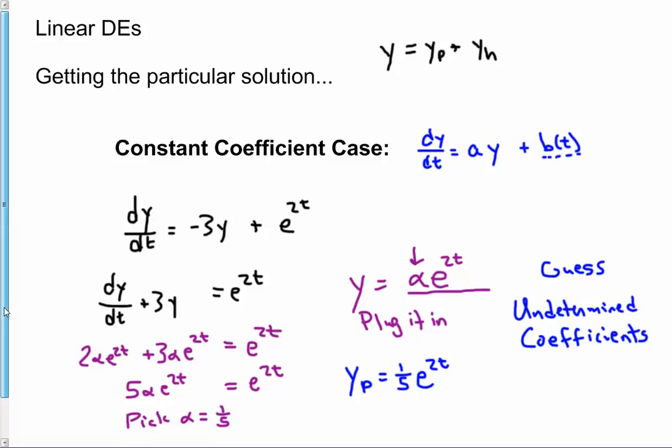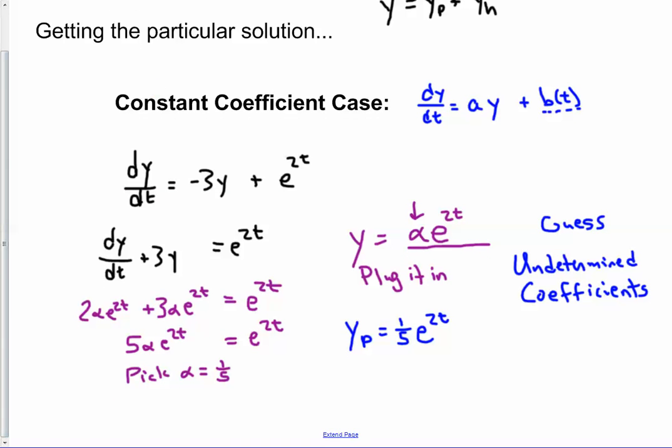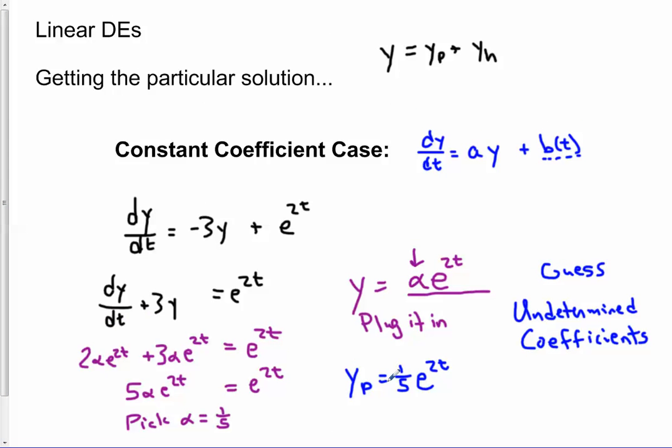Now let me just finish off this problem so you can see the thing in its full details. So remember, that's our y of p. That is very likely not going to solve the initial condition that we have. If you plug in 0, you can see that y p of 0 would be 1/5. So if our initial condition was 1/5, then we've got our answer, but chances are it's not. So this guy isn't the final answer.